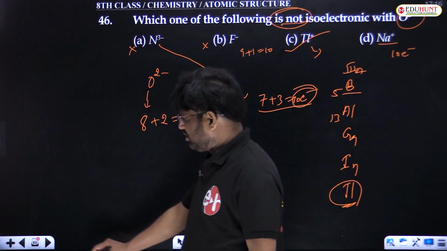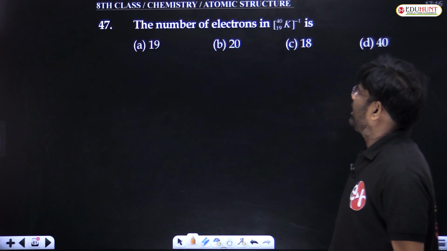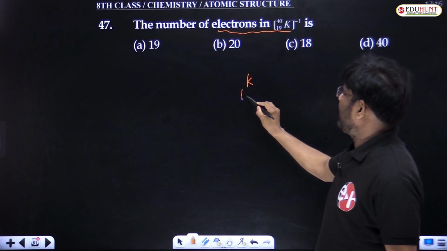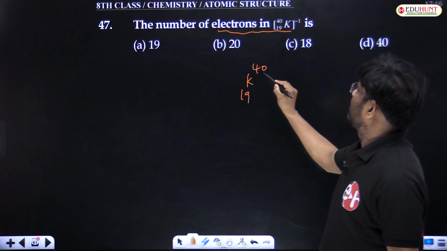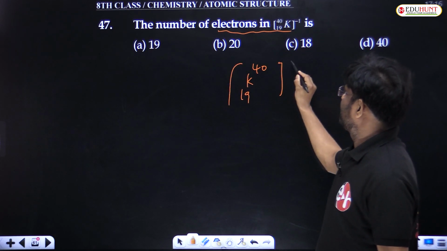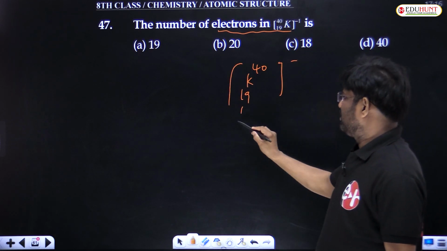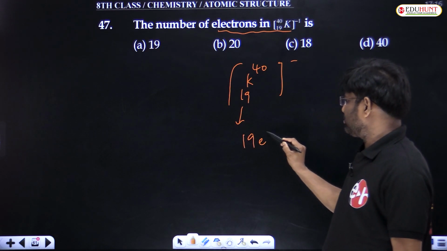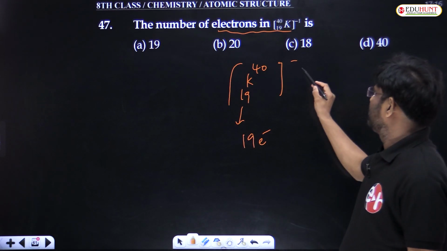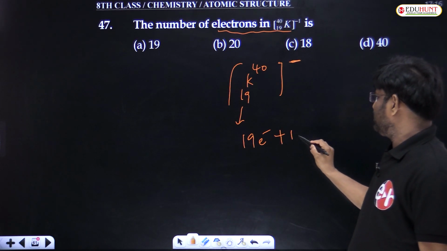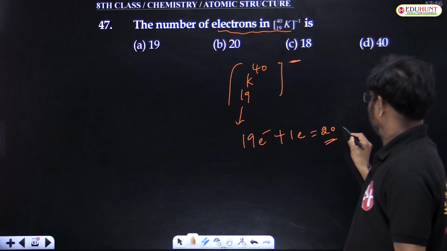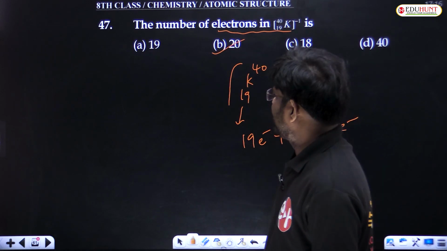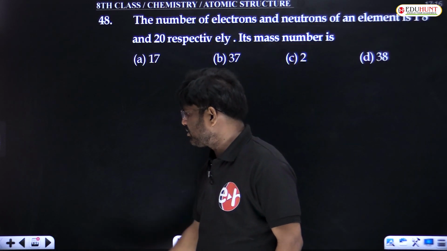So the 46th question is over. Let's see the number of electrons in K 19, 40, minus 1 given. He is asking the number of electrons. Atomic number is 19, which means 19 electrons. Here minus is there, so 1 electron you should add. Total 20 electrons. So the option is Bombay. This is the 47th question answer.